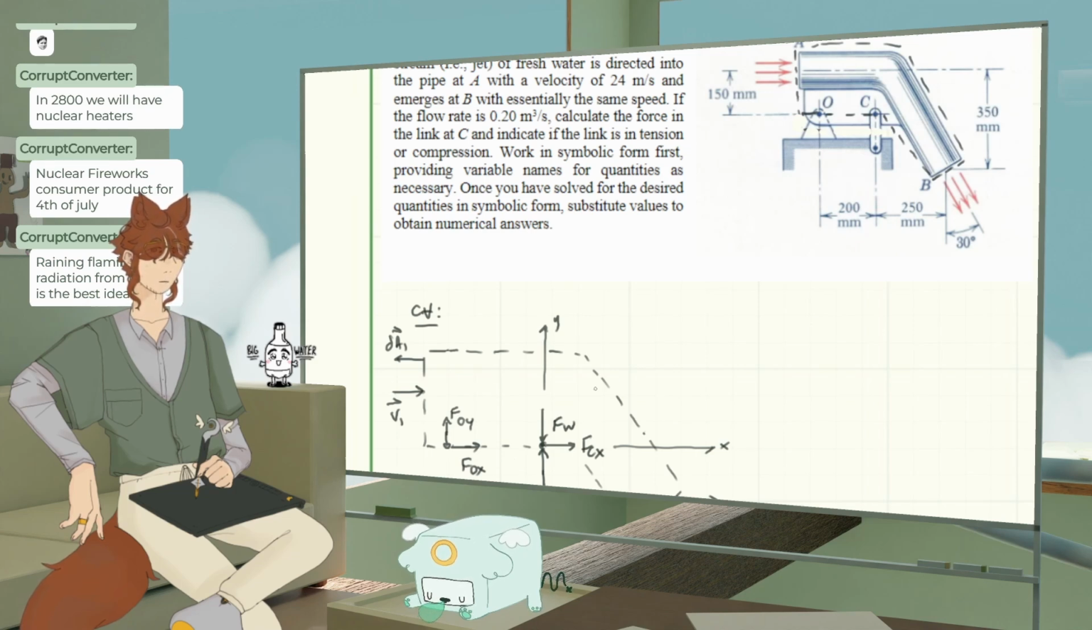And then we could take a moment about... more moments. One moment equation, pretty much. But I feel like I need the x's in there, unless we're saying the x's are not... the force in the link at C. I'm assuming it cares about that linear x change. I mean, there's a change in linear momentum in the x direction.